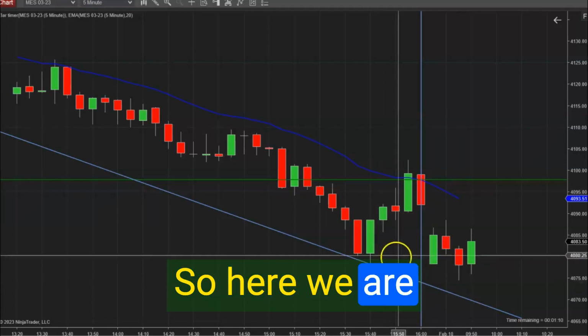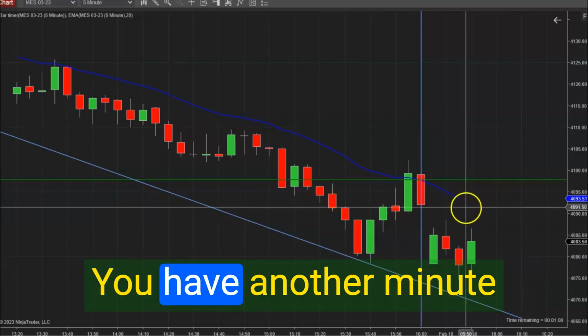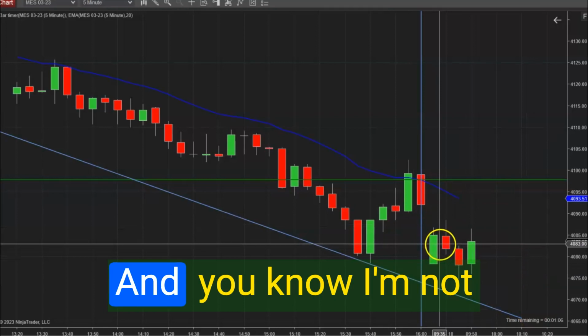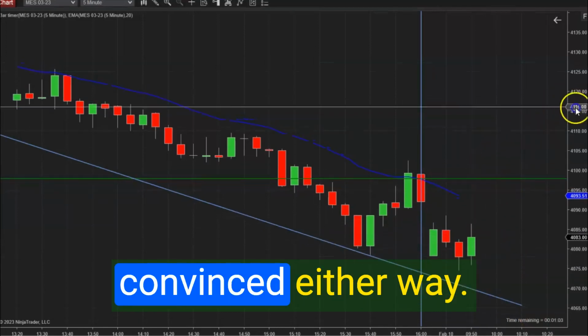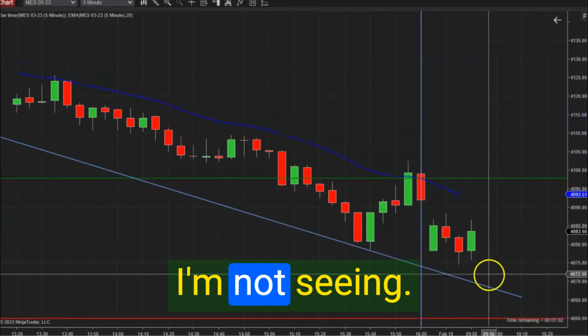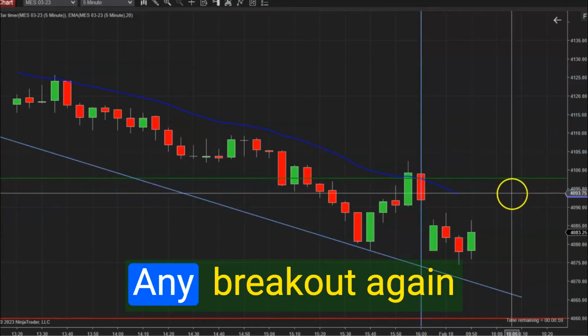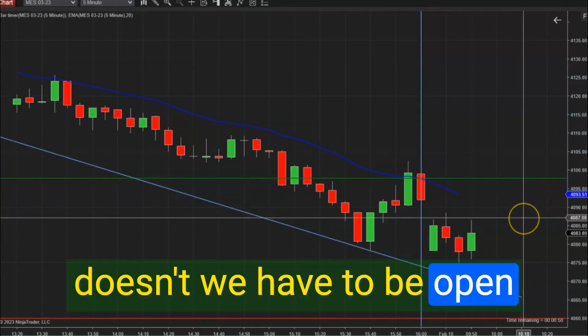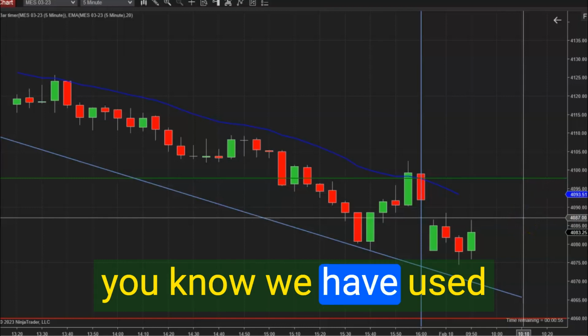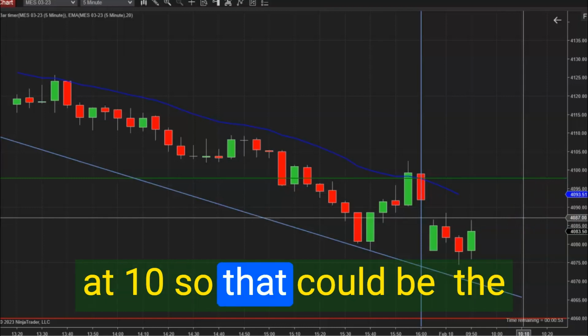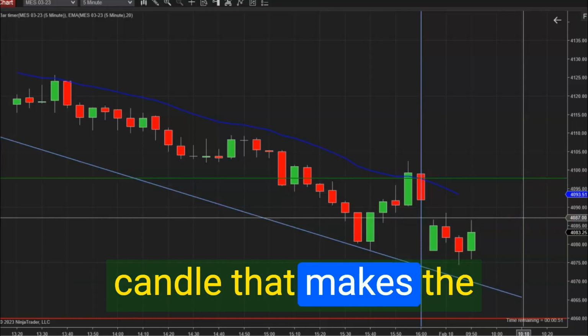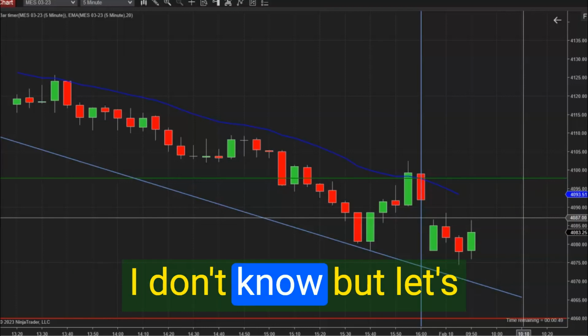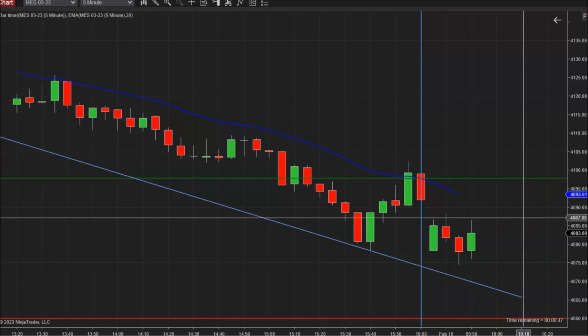So here we are, four candles in. You have another minute left in this candle, and I'm not convinced either way. I'm not seeing any breakout. Again, we have to be open, because at any moment, we have news at 10. So that could be the candle that makes the big difference in the day. I don't know, but let's see what happens.